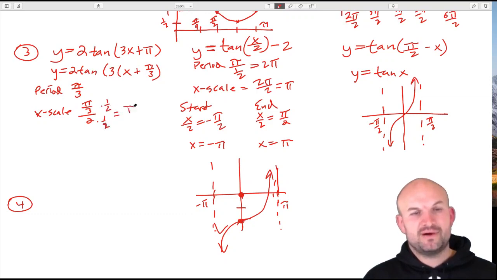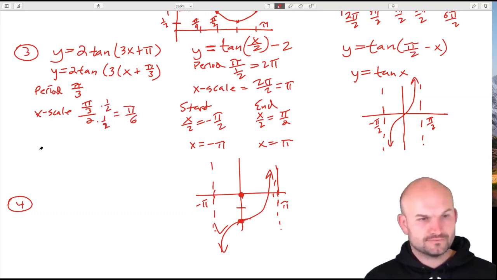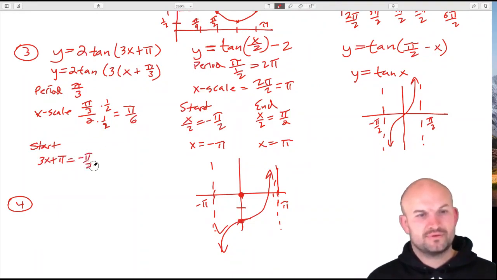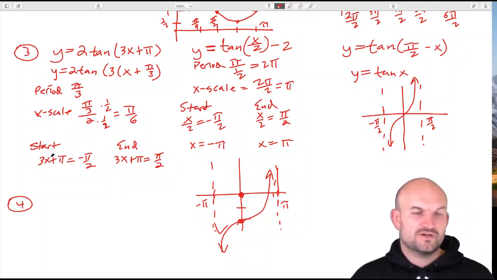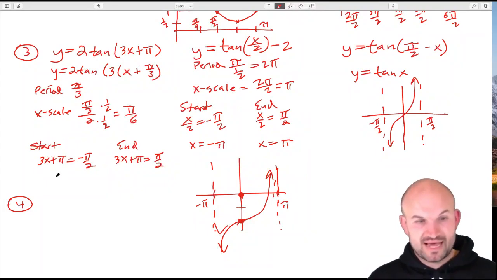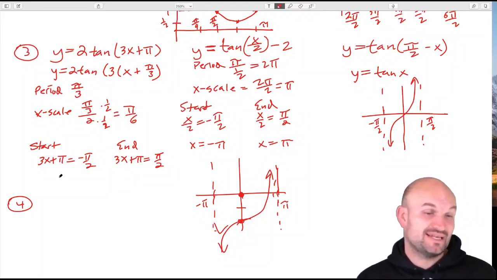That's going to be pi over 6. So then my start, this is a lot to work with, is going to be 3x plus pi equals negative pi halves. And then my end is 3x plus pi equals positive pi halves. All right, so if I add pi, that's going to give me a positive pi halves, and I divide by 3, that's going to give me negative pi over 6.